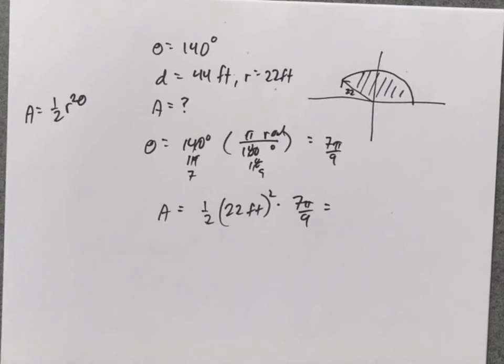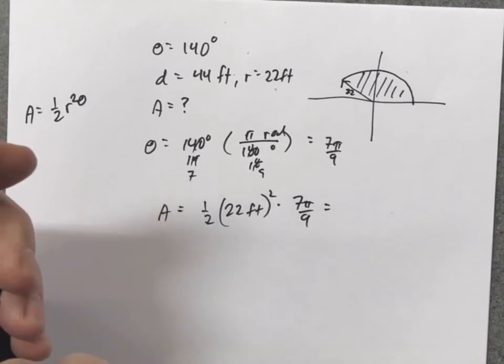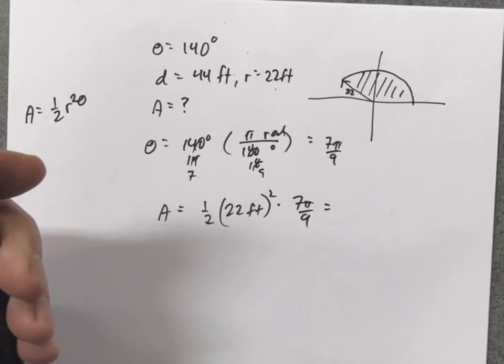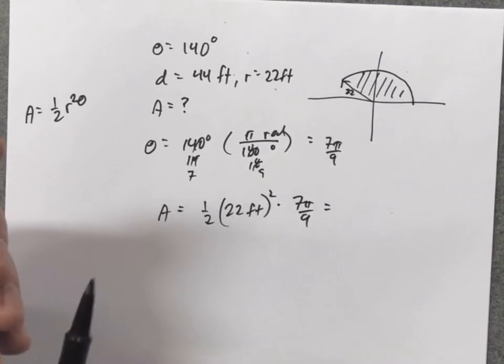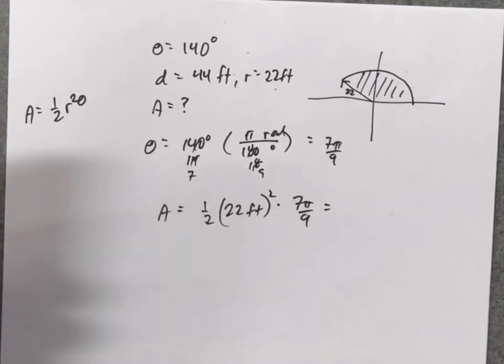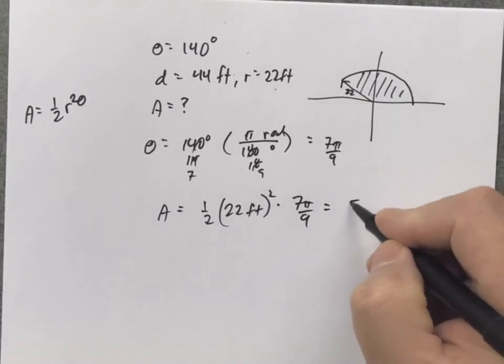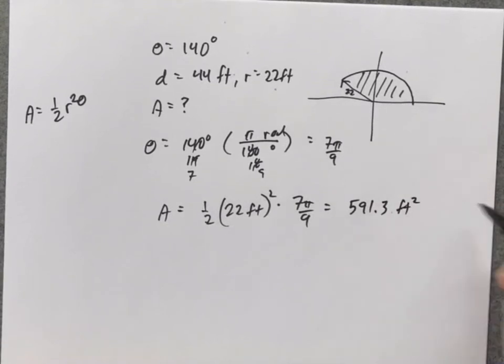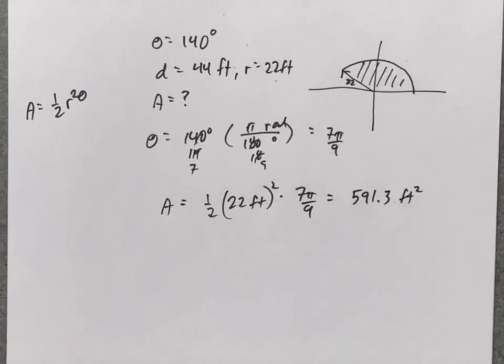That's why I've got the answer key here. 22 squared times 7 times pi divided by 9 divided by 2. All right, that looks better now. 591.317.3 feet squared. All right, that looks more reasonable. All right, so not that hard.